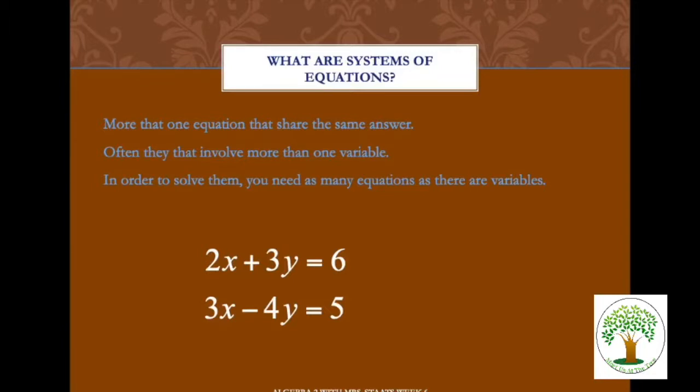In order to solve them, we need as many equations as there are variables. So to be able to solve this, since there are two variables, I will need two equations. If there were three variables, I'd need how many equations? Three. Four variables, I'd need four equations, and so on.